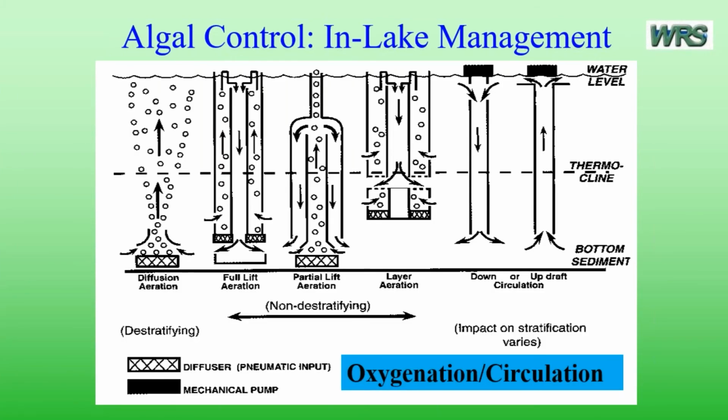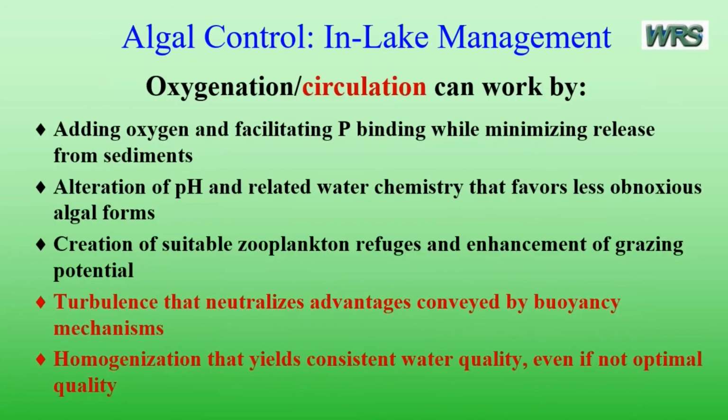Okay, oxidation and circulation could be the subject of a very long lecture by itself. There are many different means of getting oxygen into the water, circulation being one of them. There's a whole lot going on here, and just to make a claim of oxygenation or circulation is not adequate by itself. You have to understand the details of the process. So, oxygenation and circulation, again, all circulation tends to be oxygenation. Not all oxygenation is circulation, but it can work by adding oxygen and facilitating phosphorus binding.